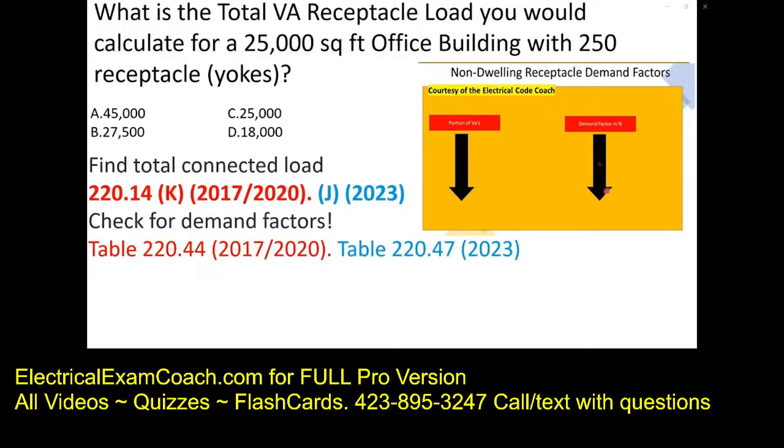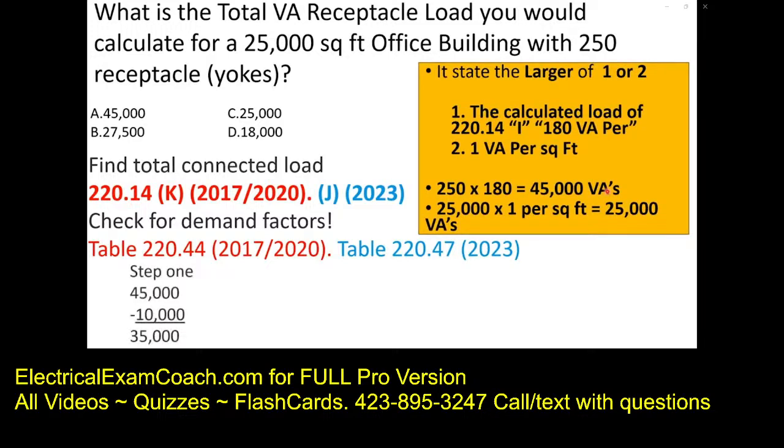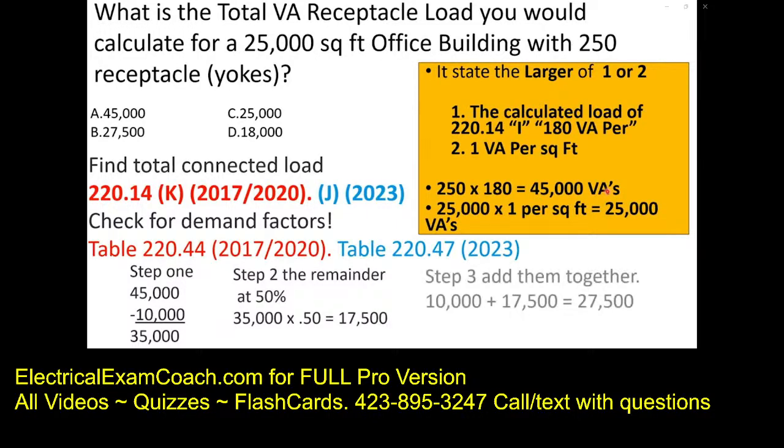Let me break it down one step at a time. What this table tells us to do is to take our first 10,000 VAs at 100%. Then we take that remainder and multiply it by 0.50, and then we can't forget to add the two back together.